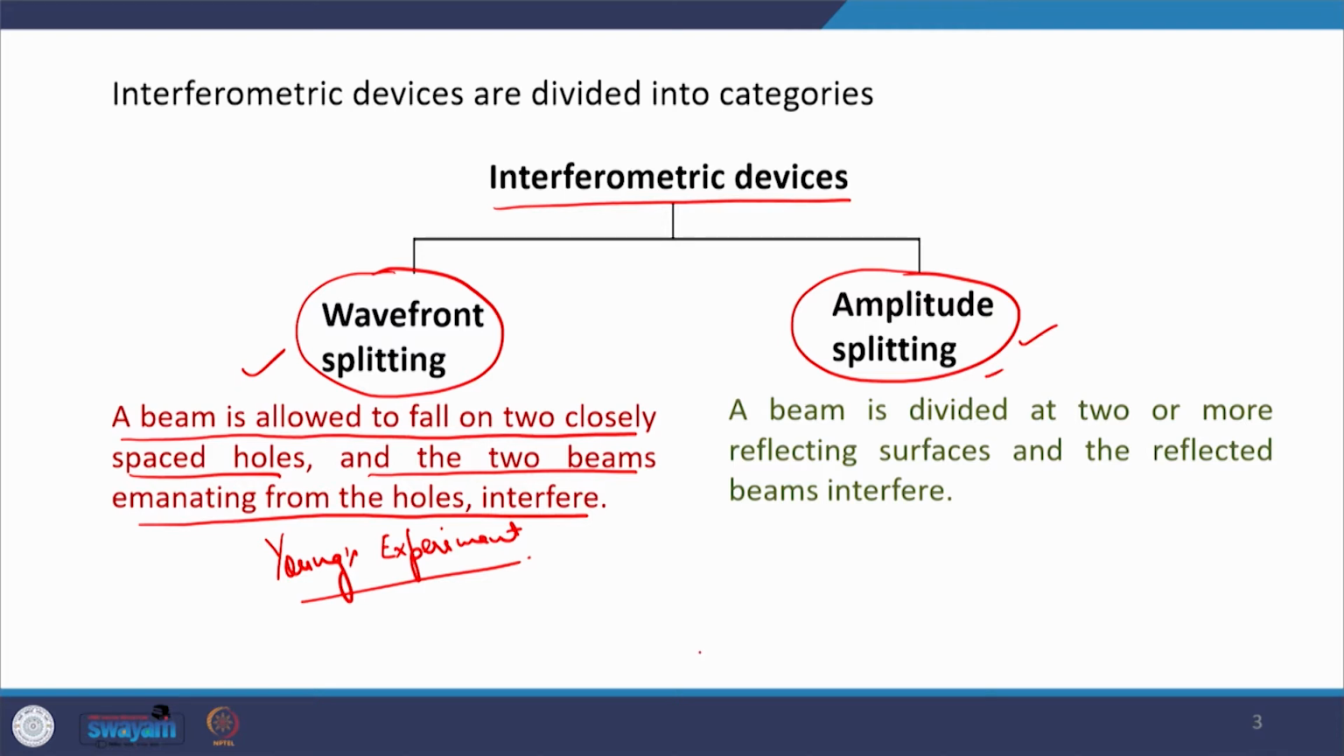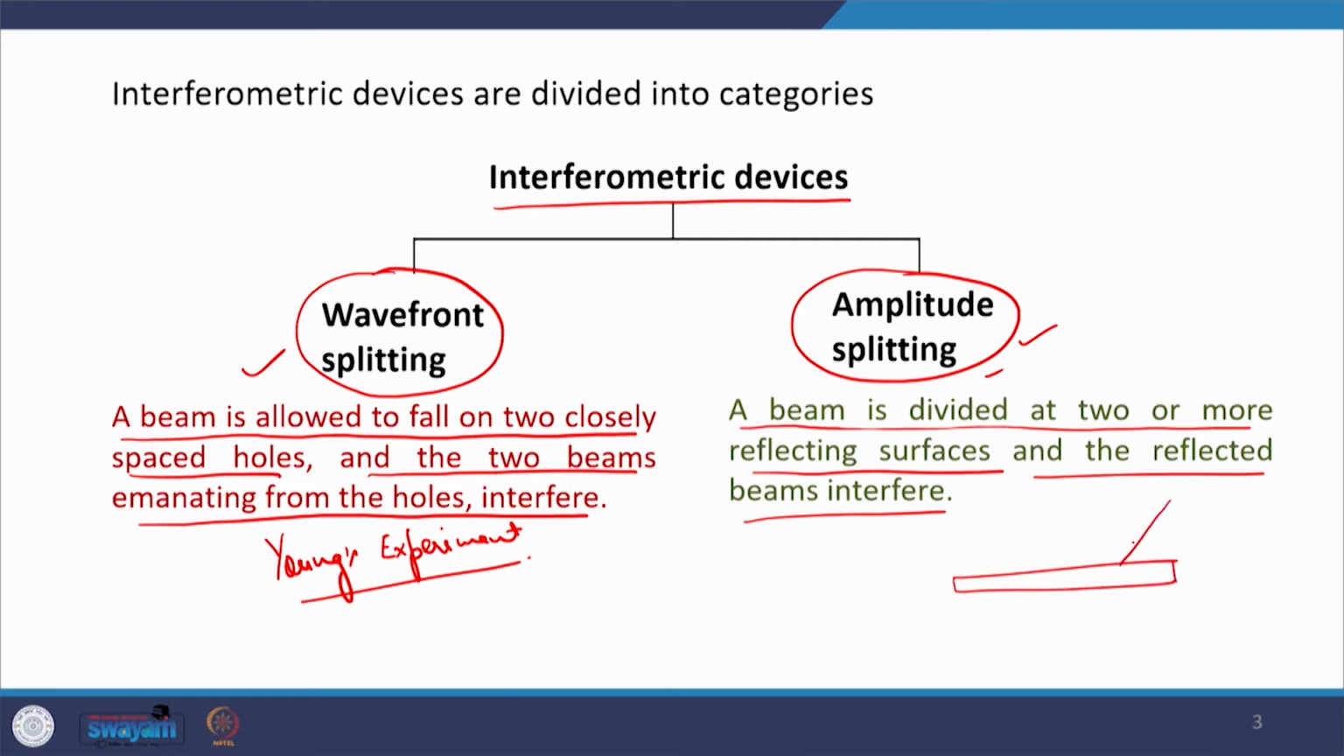Now, amplitude splitting. In amplitude splitting, a beam is divided at two or more reflecting surfaces, and the reflected beams interfere. The best example here is our soap film or thin films. Suppose we have a thin glass film and light falls on this film, a part gets reflected, and a part gets transmitted. The transmitted part again gets reflected back, and then it comes out and interferes with the initially reflected wave. This is the other way of observing interference, and such devices which produce this type of interference are called amplitude splitting devices.